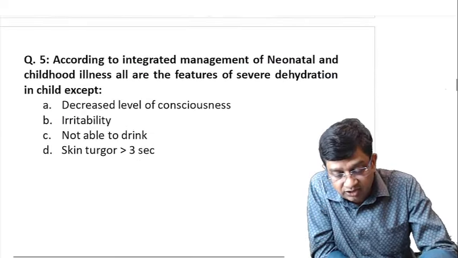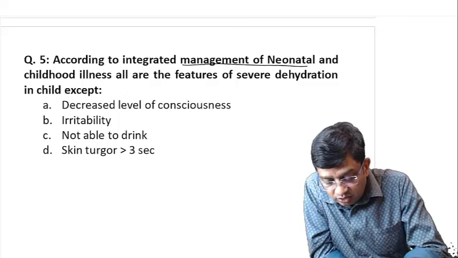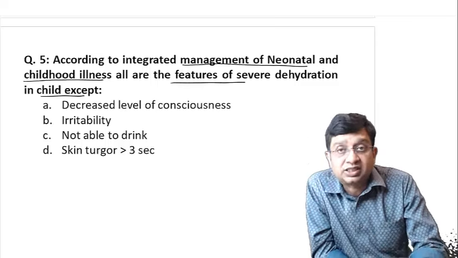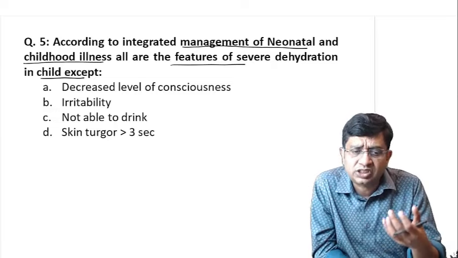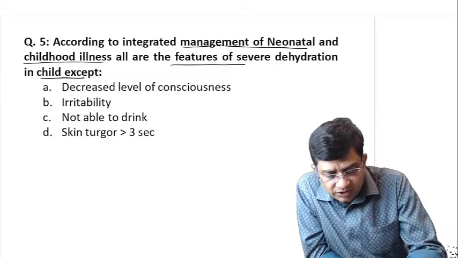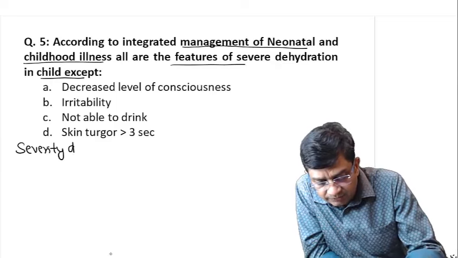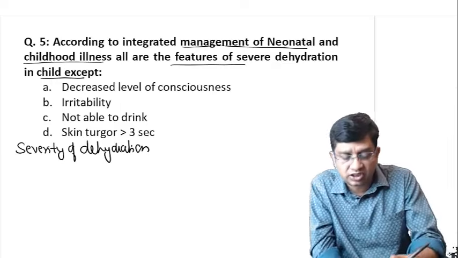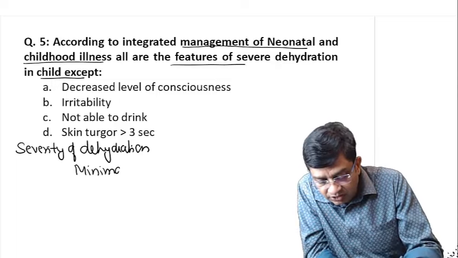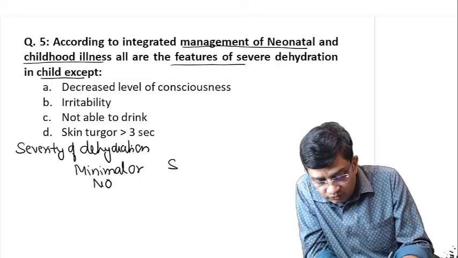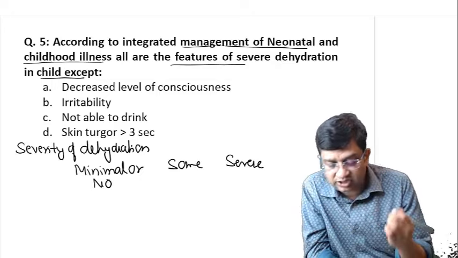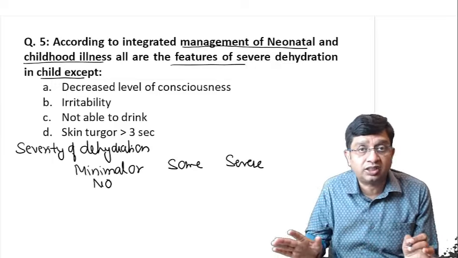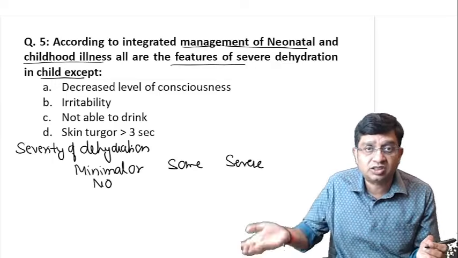Moving on to the question number 5. According to the integrated management of neonatal and childhood illness, all are the features of severe dehydration in child except. So severity of dehydration is a question which is asked in FMGE exams very frequently. So we basically study in the nutshell. We are talking here is the severity of dehydration. So when you classify the child into dehydration, there are 3 categories. One is the minimal or no dehydration. One is some dehydration. One is severe dehydration. So what you need to understand is, if you normally divide something into 3, you will say mild, moderate, severe. This is not like this. This is minimal or no. This is some, and this is severe dehydration.